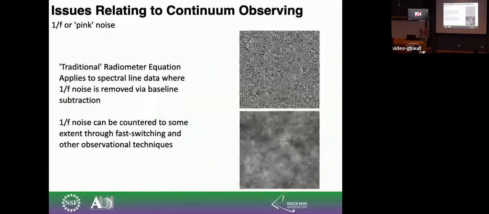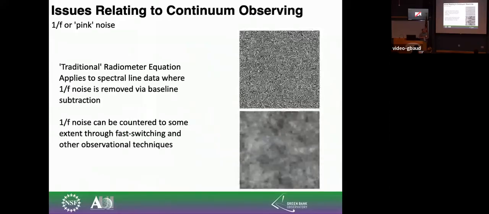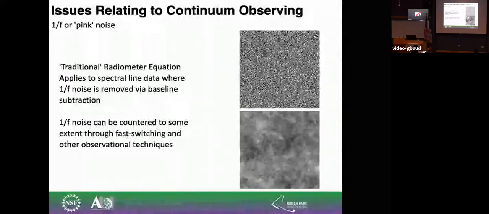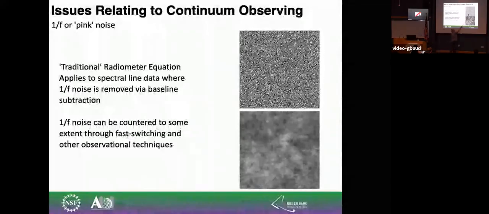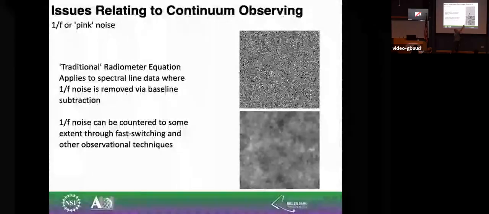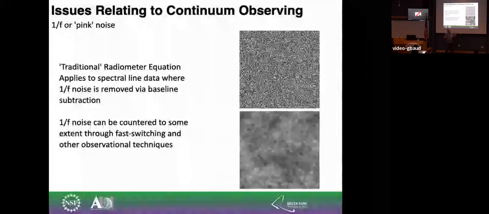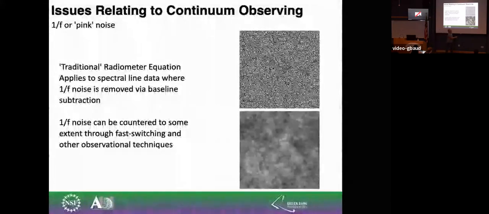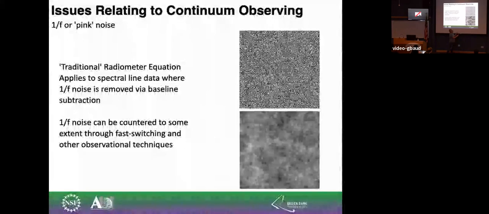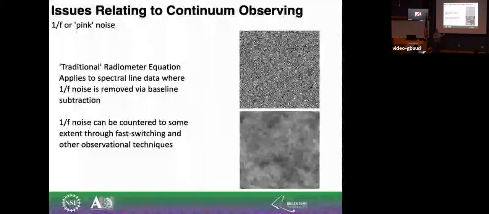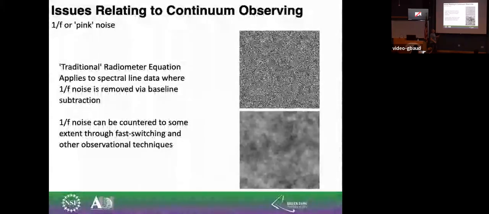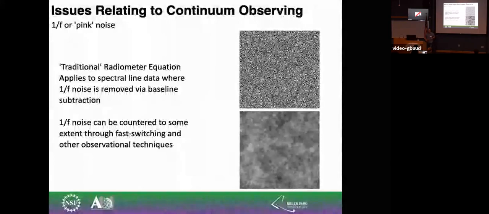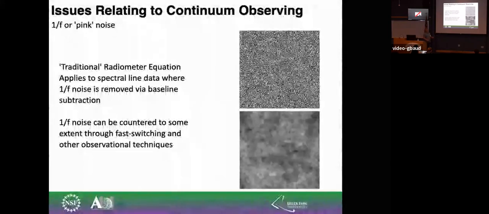Okay, this slide is more or less covering what I just said, where the 1/f noise is removed in baseline subtraction from spectral line data. And you can see, I don't know how scientific this is, this is a GIF of white noise versus pink noise, supposedly. I'm believing Wikipedia when they tell me that. You can see that there's more structure, less randomness to 1/f noise, which is why you can't get rid of it as easily. But we can counter it through some clever observing techniques, and some that aren't that clever even.